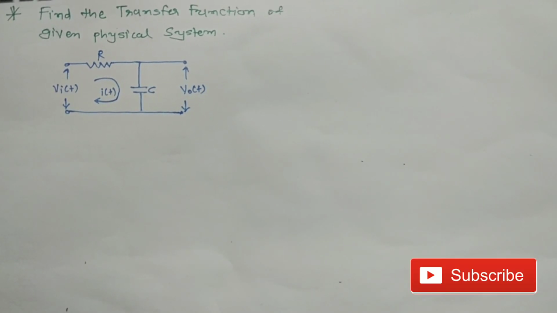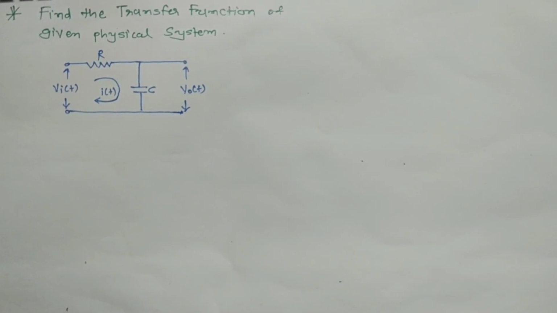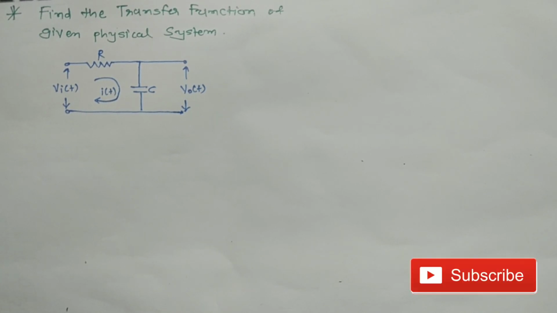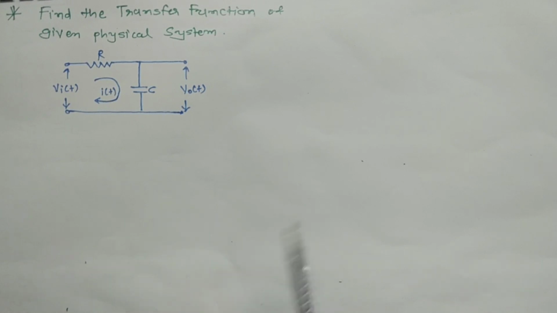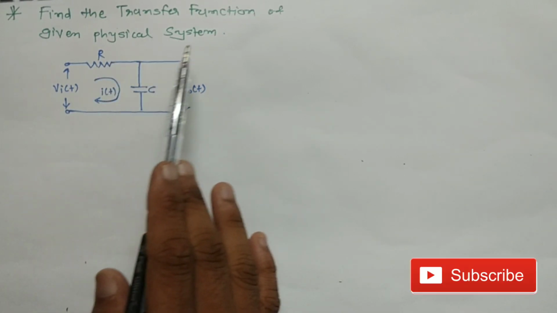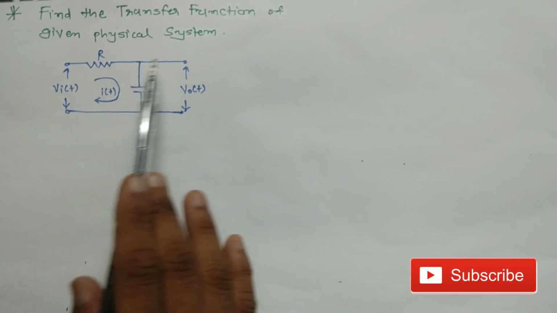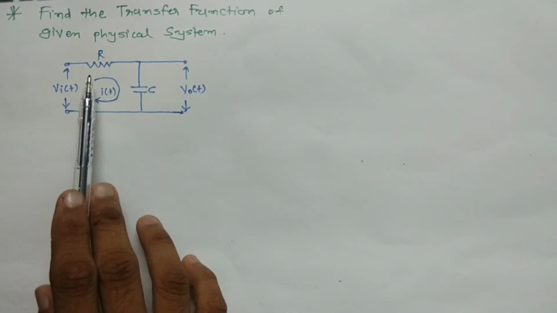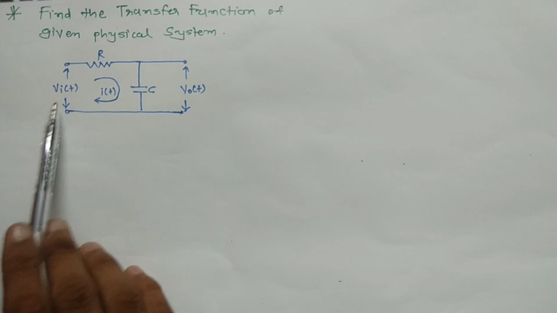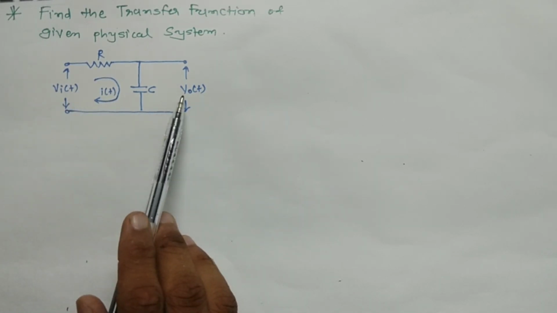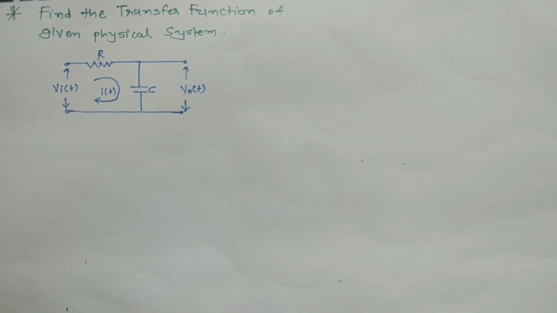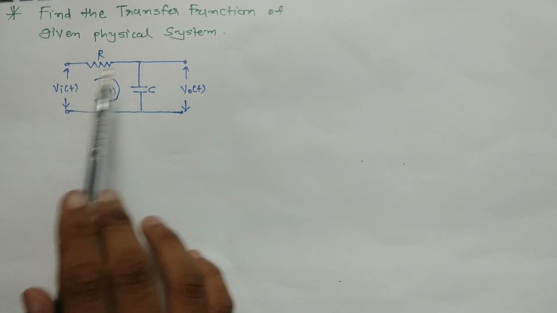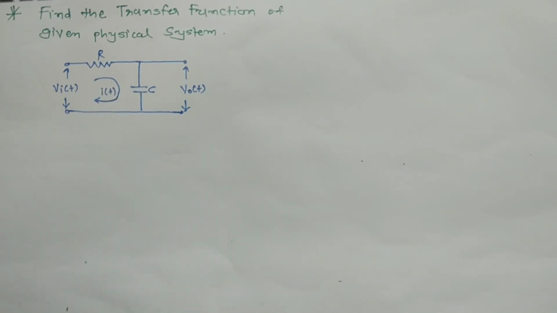Hello everyone. In this video, we discuss an example based on the transfer function. Find the transfer function of the given physical system. Here, one system is given in which R and C are connected, the input is Vi of t and the output is V0 of t. The current flowing through the circuit is I of t.